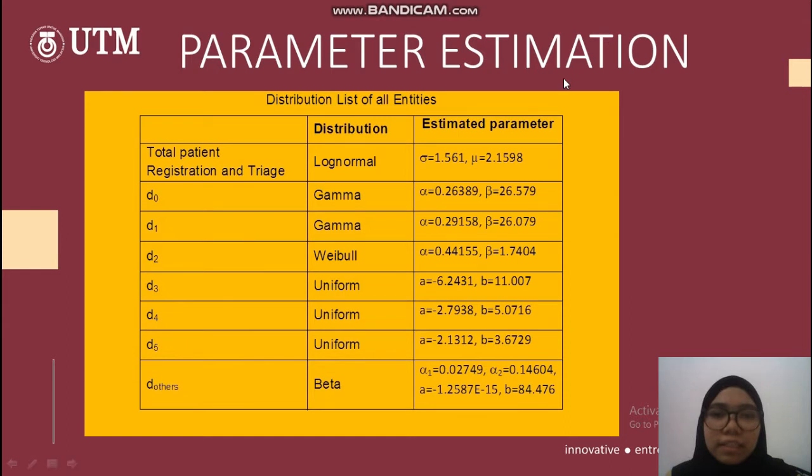Next, for parameter estimation, this is the distribution list for all entities. The same procedure is then applied to the distributions for D0, D1, D2, D3, D4, D5, and the others. This table shows the input parameters that are estimated by using EasyFit software. The result will be used in the simulation later.